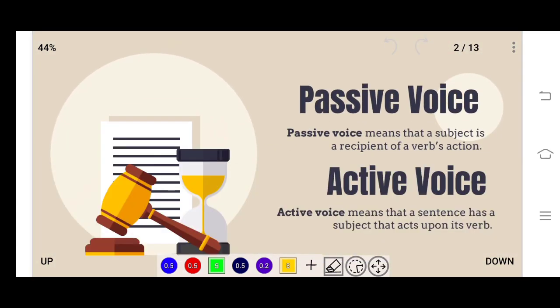Alright, before we look into passive voice more, we have to know what passive voice is about. Passive voice basically comes from the active voice, which we change. Passive voice means that a subject is a recipient of a verb's action, and then we have active voice. Active voice means that the sentence has a subject that acts upon the verb. So basically the original formula for active voice is SVO. Alright, so this is the original formula for active voice. We have the subject, we have the verb, and then the object.